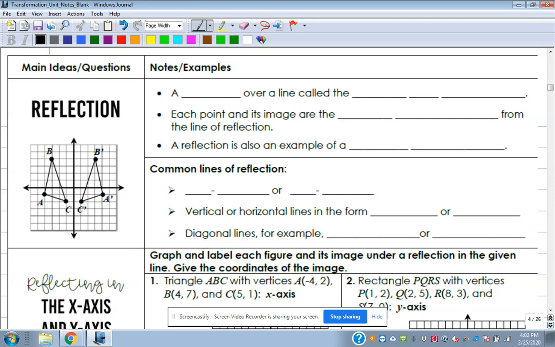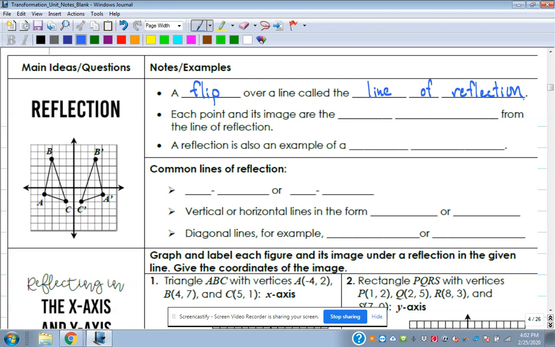All right, so the next thing, flip over there to the next page. We talk about reflections and flips, or what reflections are. A flip is what my sons like to do off the couch over a line. They call it the finish line. We call it the line of reflection. Okay, so we're going to be flipping some figures across that.